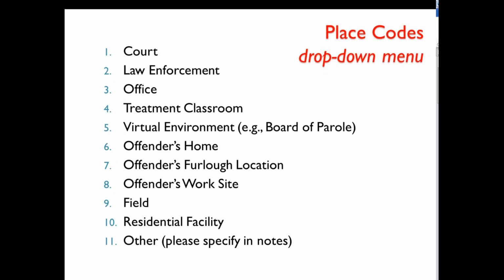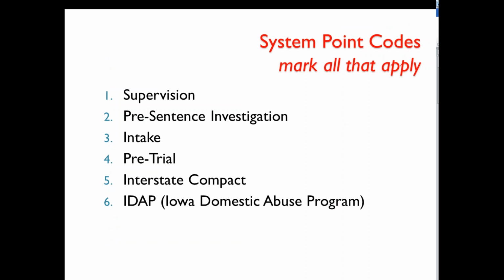Here are the list of different places that you can choose from using the drop-down menu. Again, Other is an option that you can choose from and document and describe the place in the Notes section. Here are the system points. And again, most likely, if you select Interstate Compact as a system point, you're also going to select Interstate Compact as the activity that you're conducting.